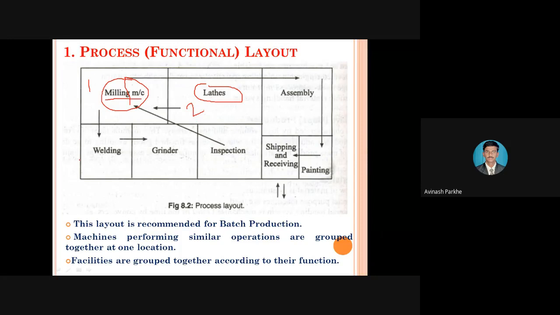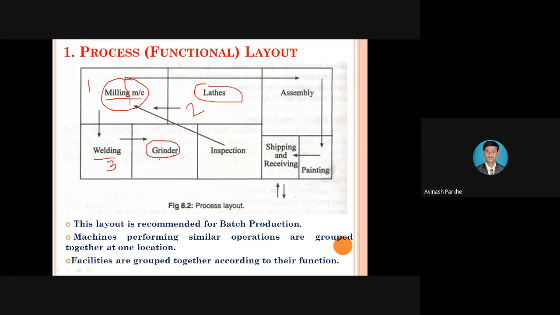Then if I have to go for the welding operation, a separate compartment is provided. For example, the third compartment, which is called the welding shop. Whatever welding machines are available, some TIG welding, MIG welding, all those welding machines are to be provided at this third location only. Then grinding.